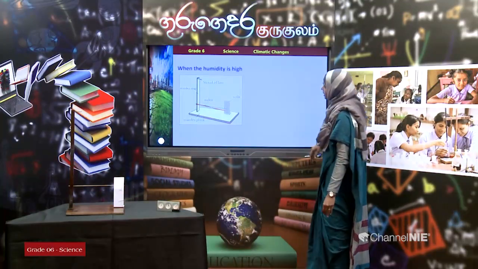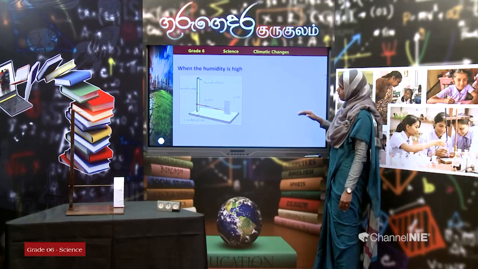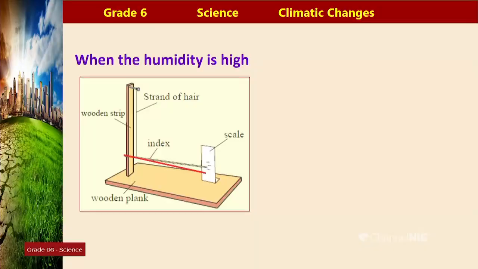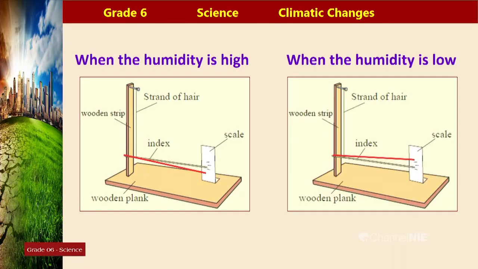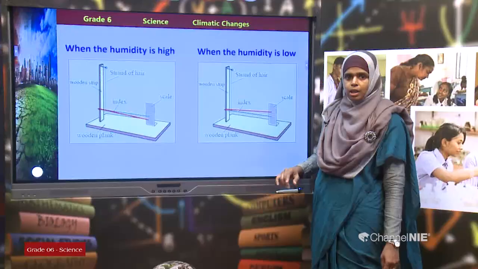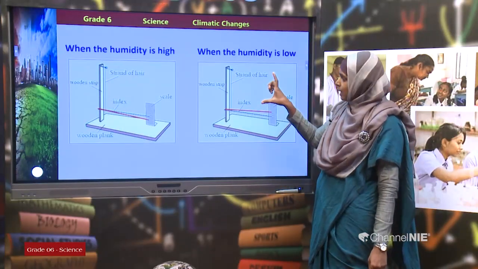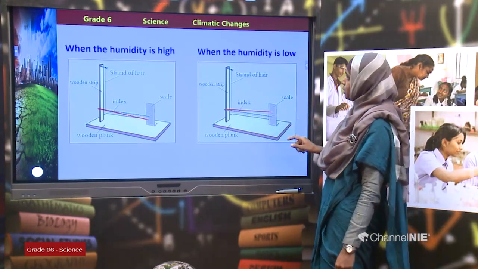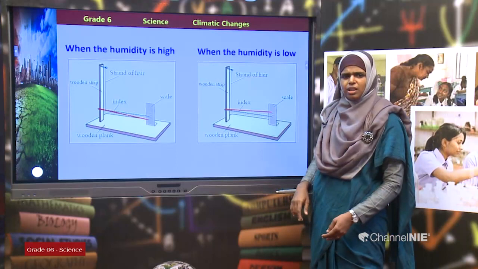I have explained, children, when the humidity is high, the indicator or the eagle would move down along the scale, and when the humidity is low, yes, in dry conditions, the eagle would move up because the length of the strand of hair changes in humid conditions as well as in dry conditions. Depending on this, the length of the strand of hair, the indicator moves up and down, children. So this is the fourth factor related to weather.